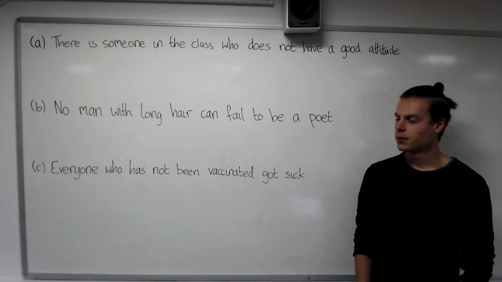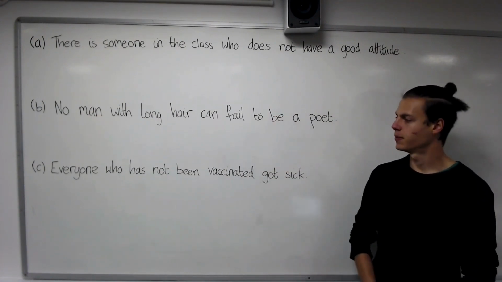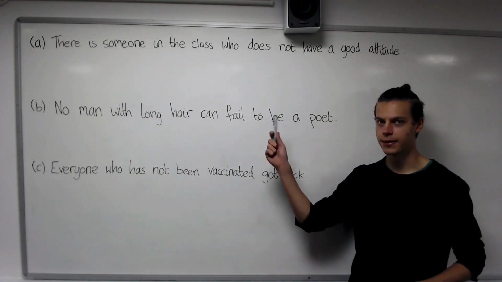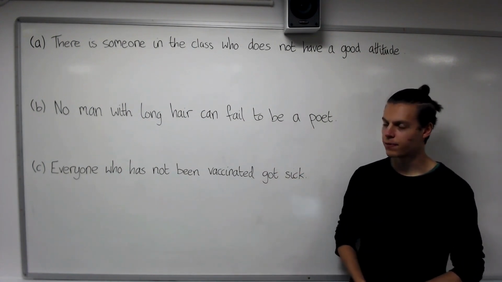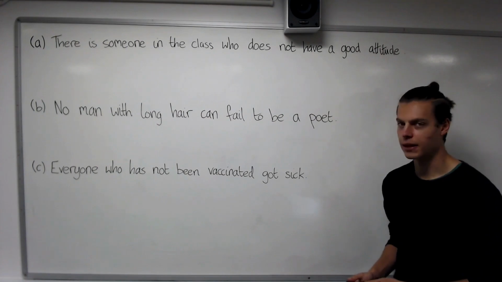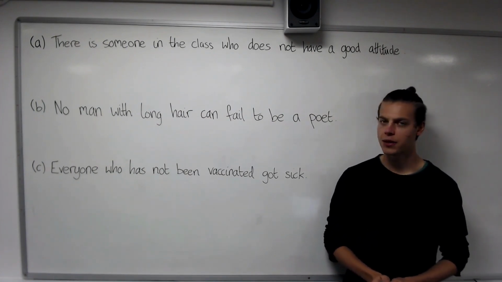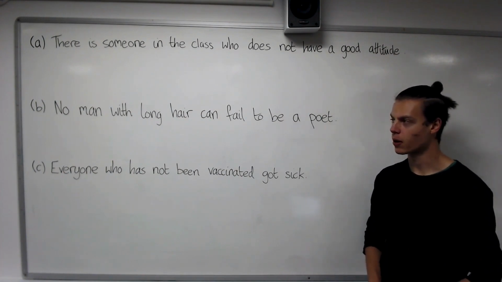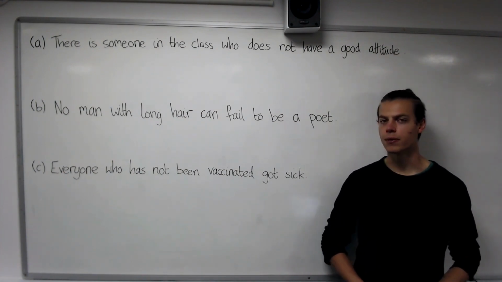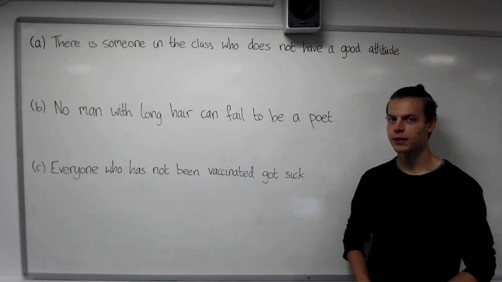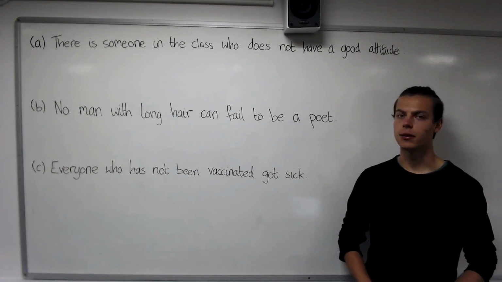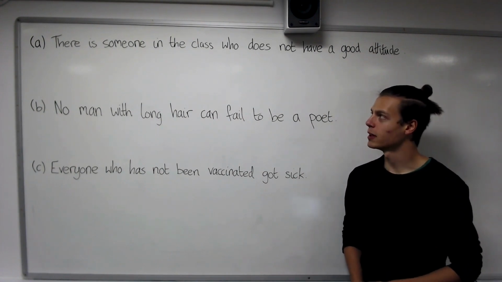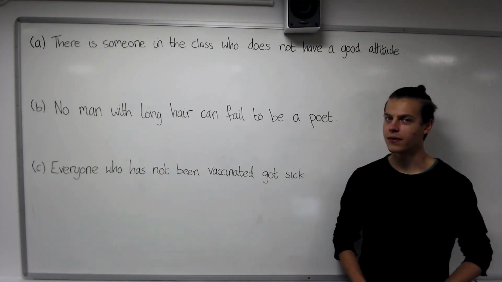In this exercise, we have 3 statements in English, and we want to express the negations of the 3 statements. At first, we will express them in English, and we'll then translate each statement and their negation into predicate logic in order to confirm that our answers are correct. Okay, so let's take a look at the first statement, A. There is someone in the class who does not have a good attitude.